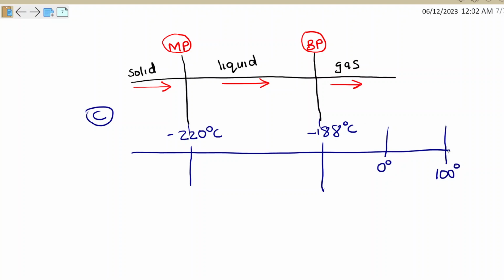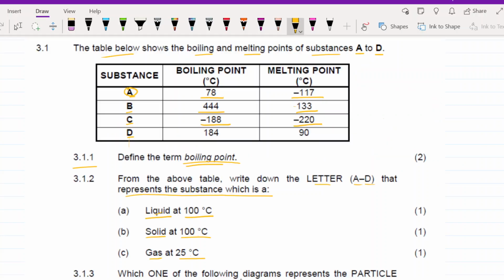So at 100 Celsius degrees, the substance C is a gas because 100 is above negative 188. So the answer is not C, because at 100 Celsius degrees, substance C is a gas. Now let's look at substance D. Now substance D, the melting point is 90 Celsius degrees and the boiling point is 184 Celsius degrees.